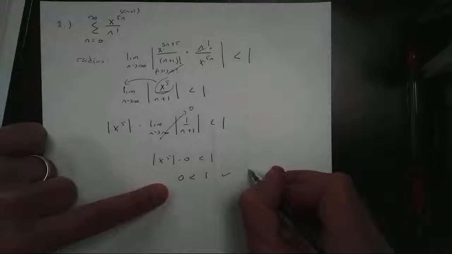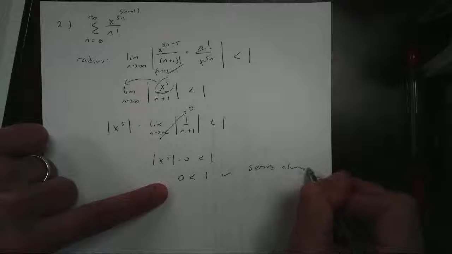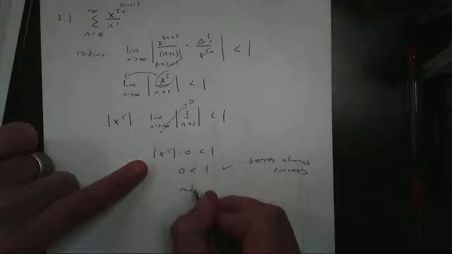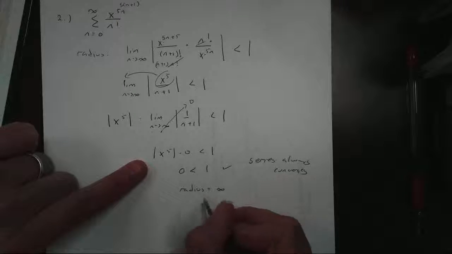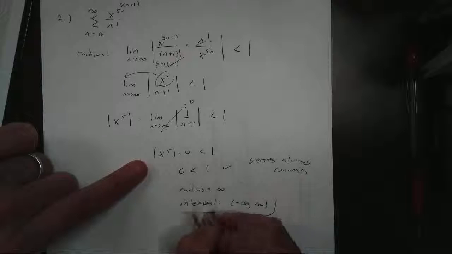So what is that telling us? That this series always converges. Always. Now, it does have a radius. It's going to be infinity. It even has an interval. Can't spell interval. It's from negative infinity to positive infinity.